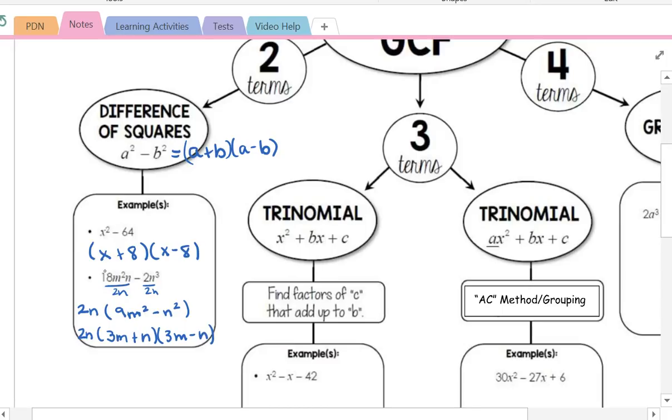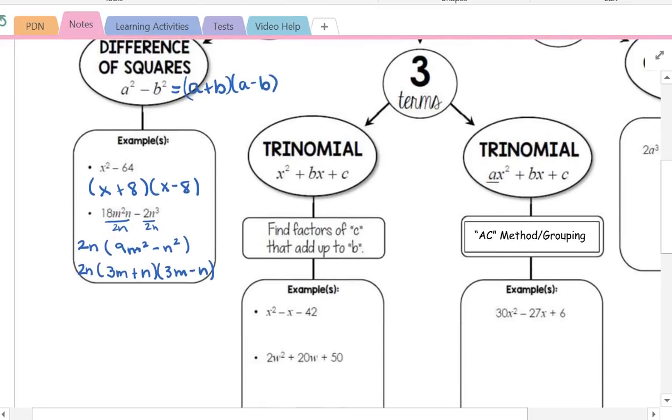Okay, if there are 3 terms, now we're looking at a trinomial. Again, first factor out a GCF if you can. Sometimes the trinomial has 1 as a coefficient, sometimes it has a, or a number as a coefficient. We're going to do the same process, but for like the trinomial, find the factors of c that add up to b, because if I multiply 1 times c, you're just going to get c back, okay?